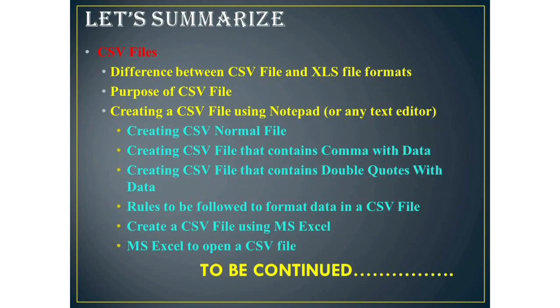CSV stands for comma separated values file. The CSV file is a human readable text file where each line has a number of fields separated by commas or some other delimiter. Here we have seen the difference between CSV and XLS file formats. Then the purpose of CSV file. CSV is a simple file format used to store tabular data such as a spreadsheet or database. Since they are plain text, they are easy to import into a spreadsheet or another storage database regardless of the specific software you are using. Right?